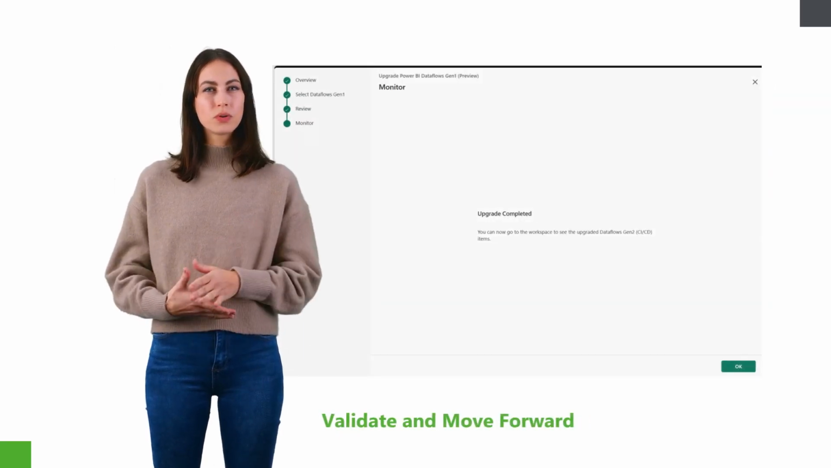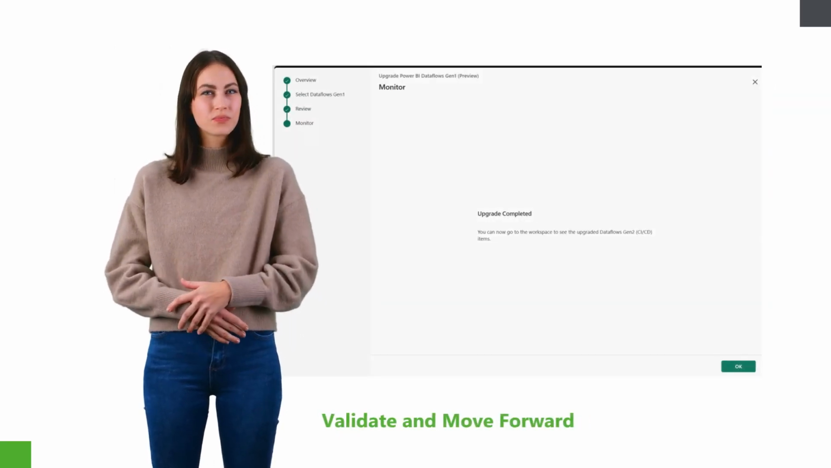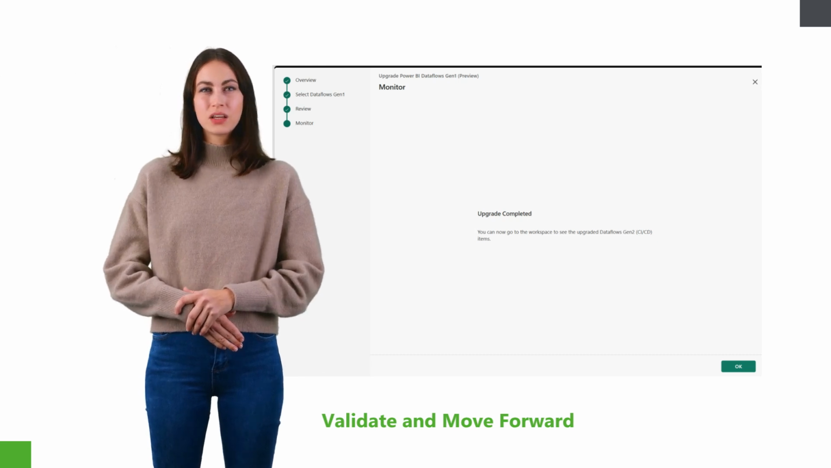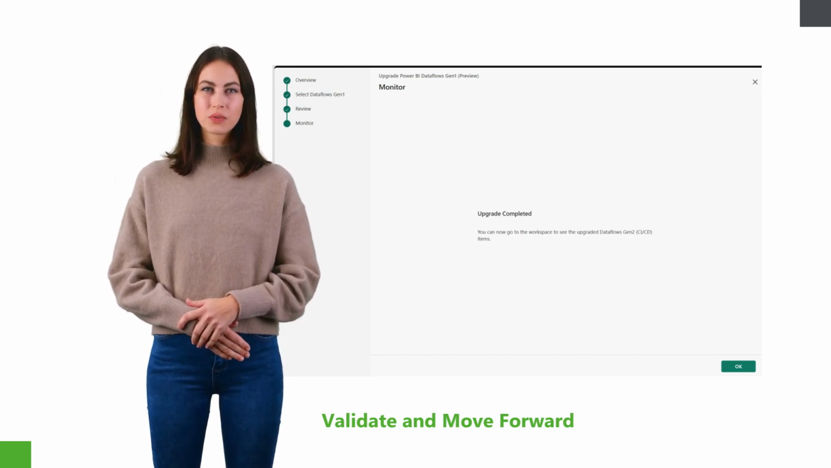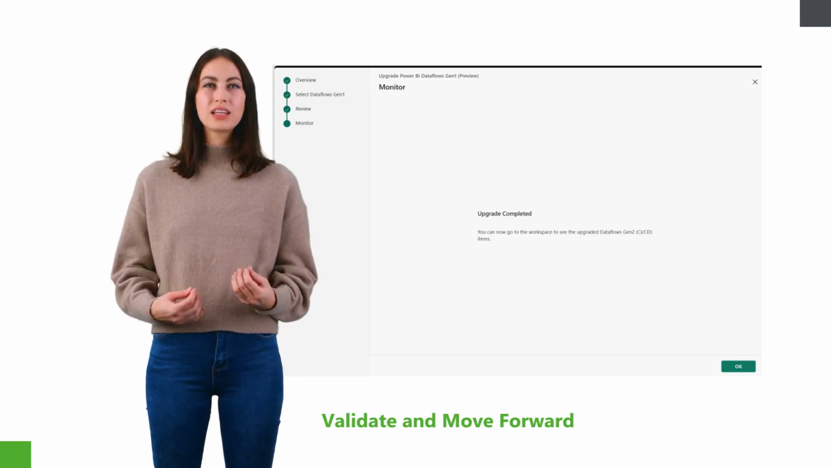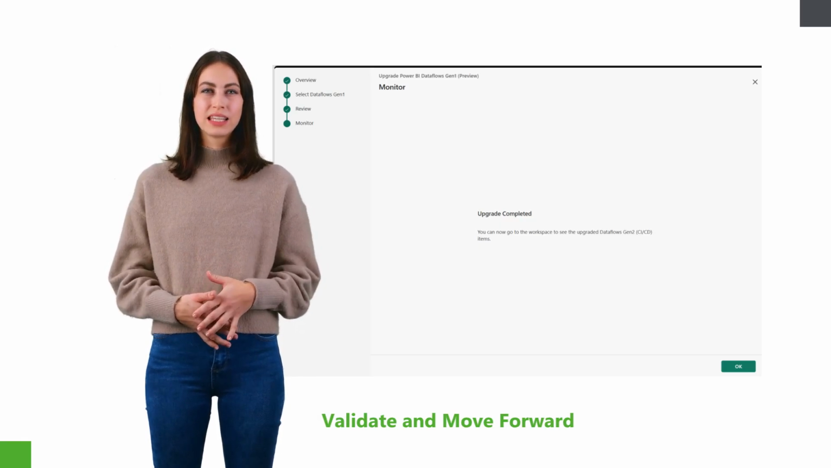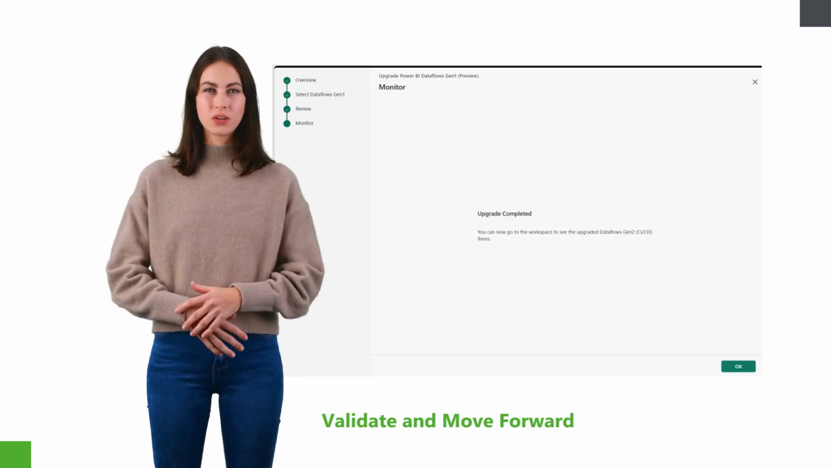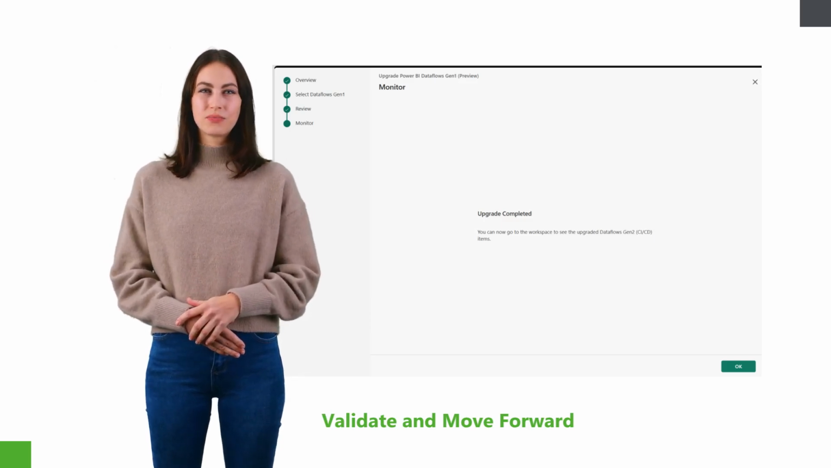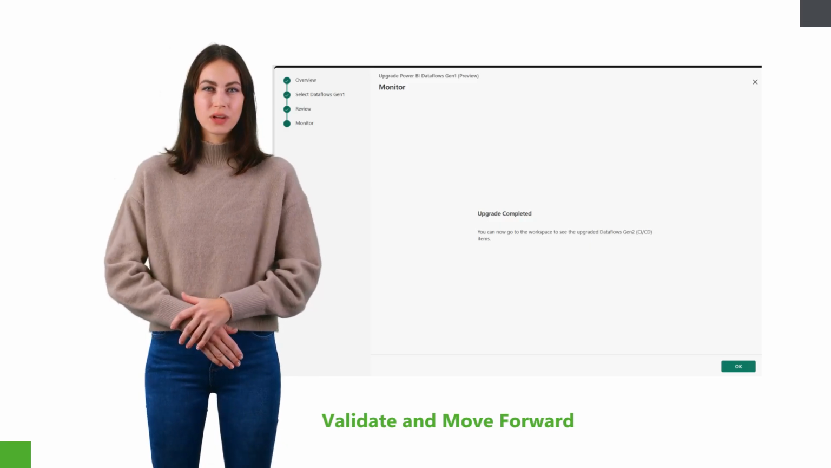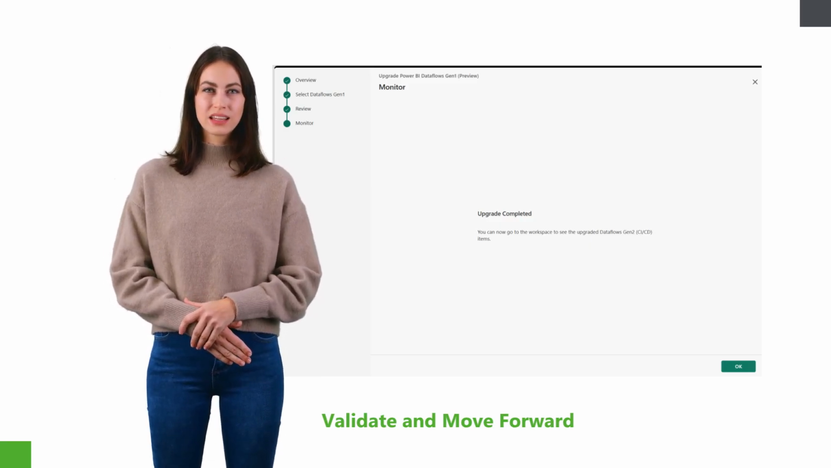Validate and move forward. After upgrading, refresh your data flows, rebind downstream data flows, address any remaining recommendations, and update consumers using the legacy Power BI Dataflows connector. Because the upgrade cannot be reversed, start with a representative set of data flows, validate the results, and expand your migration at a pace that works for your organization.